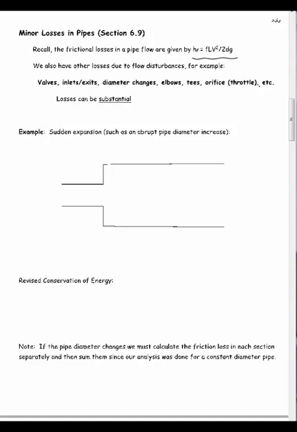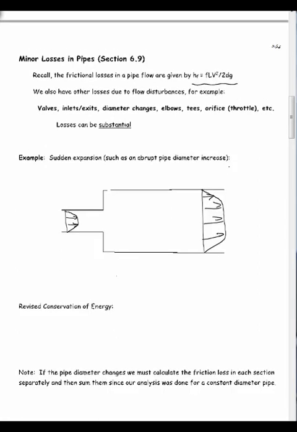For example, say you have a sudden expansion. Here you have a velocity profile, maybe something like that, upstream, and eventually downstream it looks kind of the same, only with the bigger diameter. But in between, you're going to have some strange stuff going on because the flow has inertia, so it's not going to be able to make these turns. And so it's going to do something like this. In these void areas, you're going to get separation. And separation is just going to be lost energy.